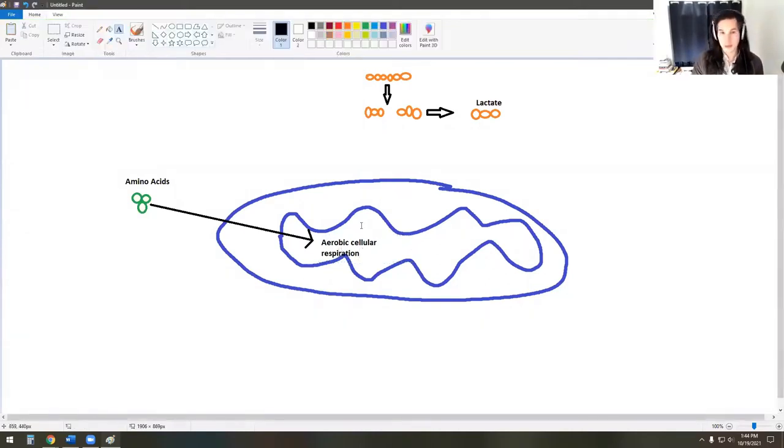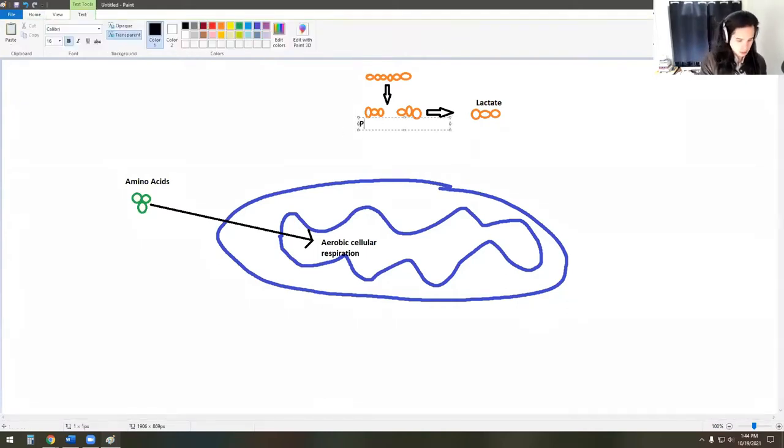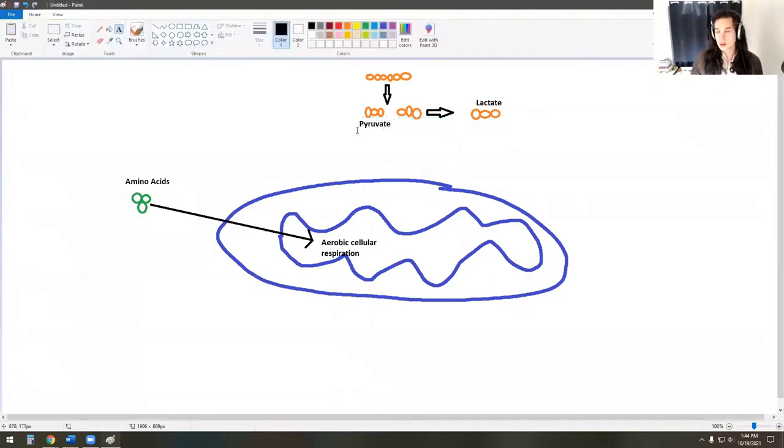So we can still produce ATP from amino acids, but your pyruvate is never turned into acetyl-CoA. Your pyruvate tries to get into the mitochondria and bounces off. What do you think the issue is?